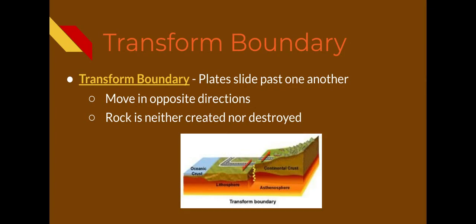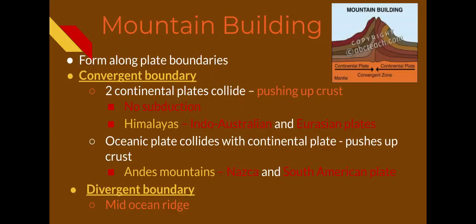Now, our next one is a transform boundary. Transform boundaries are when plates slide past one another. They're going to move in opposite directions. Rock is neither created nor destroyed at a transform boundary, and the most famous transform boundary is the San Andreas Fault.